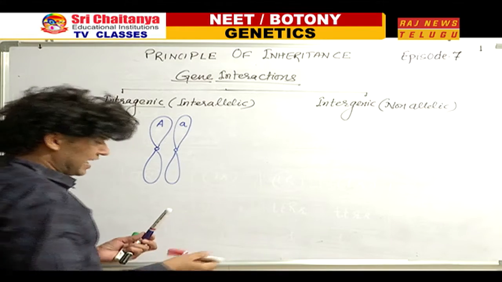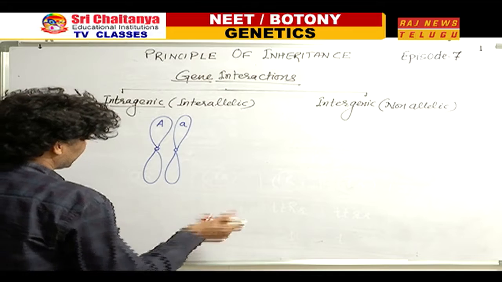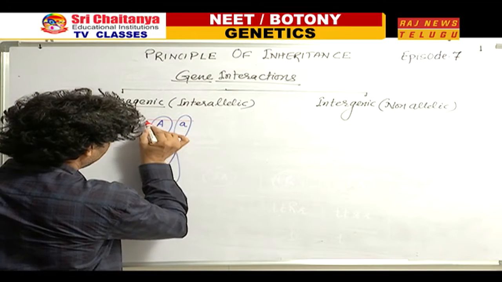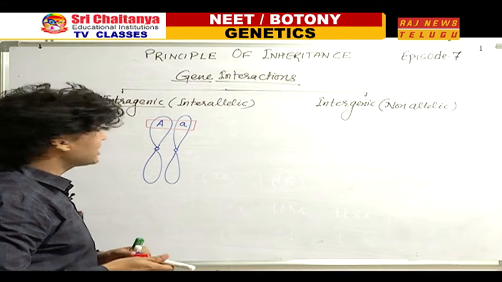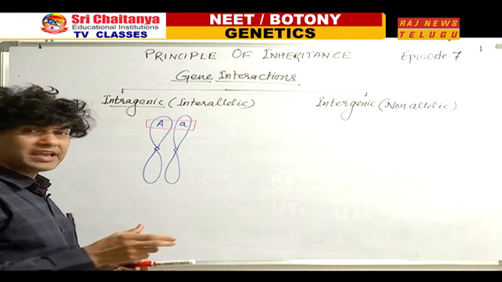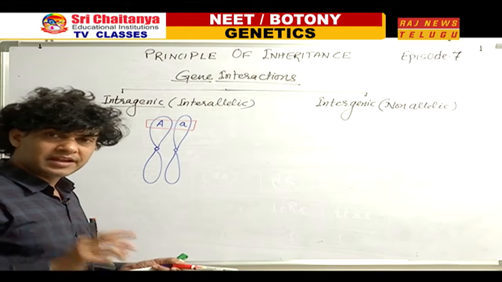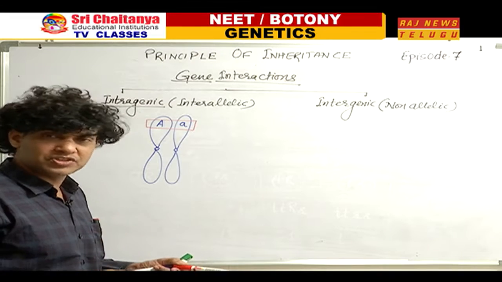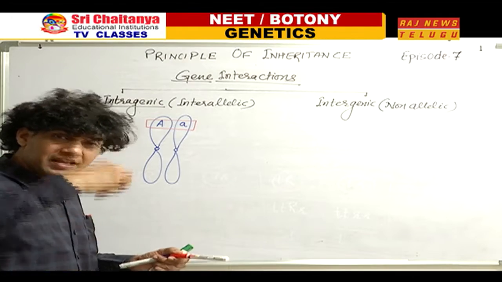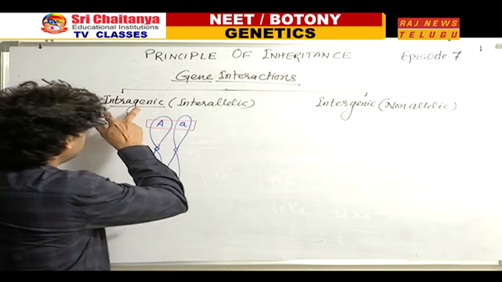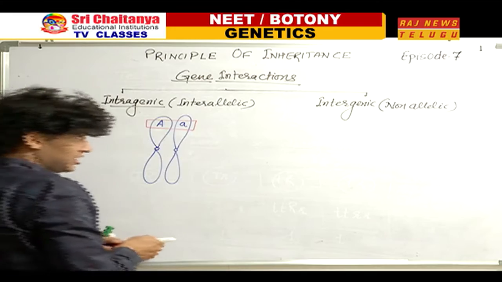But if the character is governed by the interaction of both capital A and small a, then this is the intragenic interaction, because A is a gene and capital A and small a are the two alleles of this gene. It means you can say that it is the interaction within the allelic genes. So this is called intragenic or interallelic gene interaction.